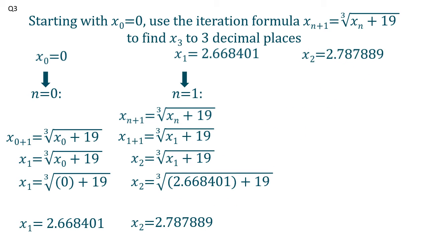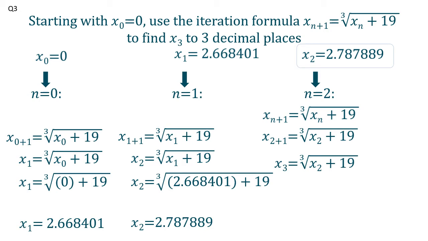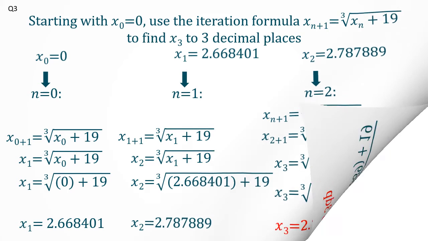Starting again with x2 equals 2.787889, we now use n equals 2. Substitute all the n's for 2 in the iteration formula. We know 2 plus 1 equals 3, so we can see that we're calculating x3. We have already found that x2 equals 2.787889, so we can substitute that in. We can now calculate x3 as 2.793 to 3 decimal places.